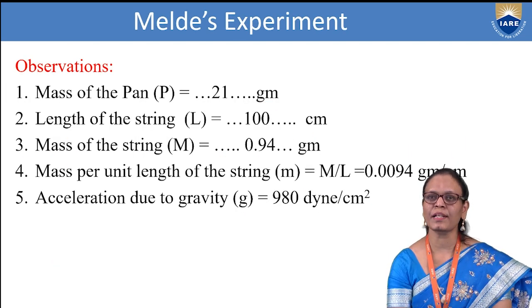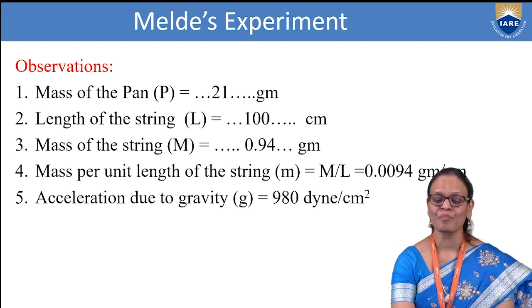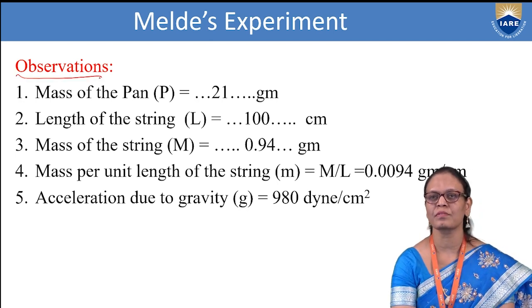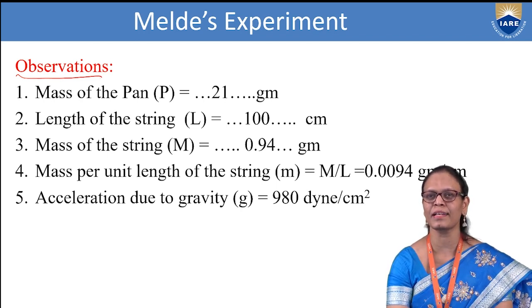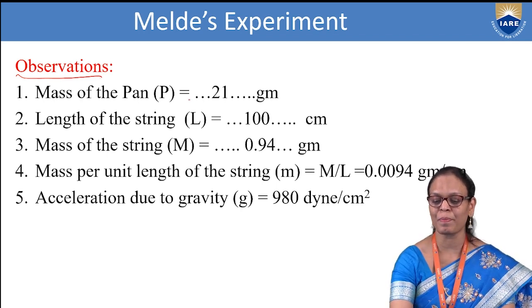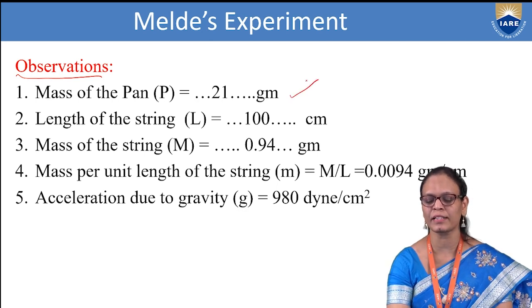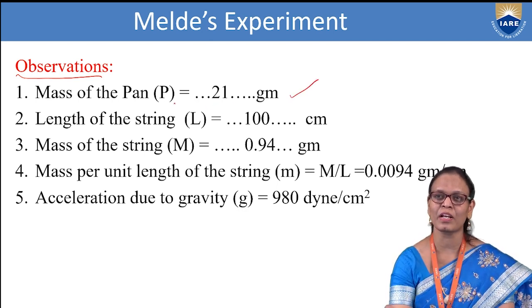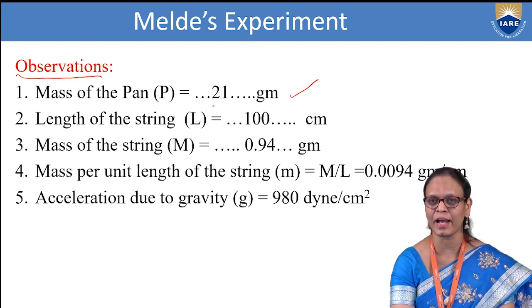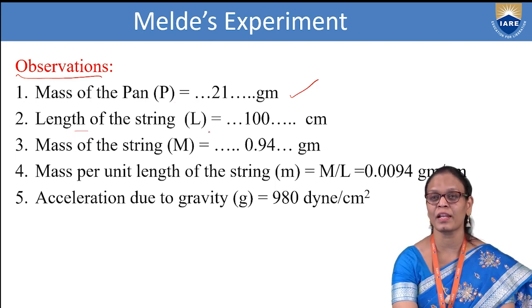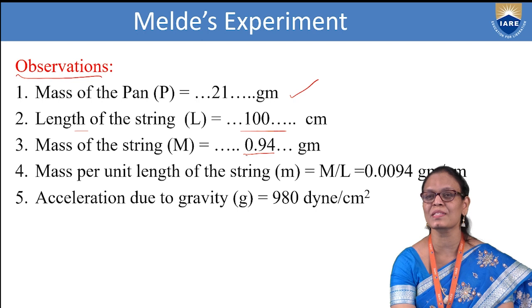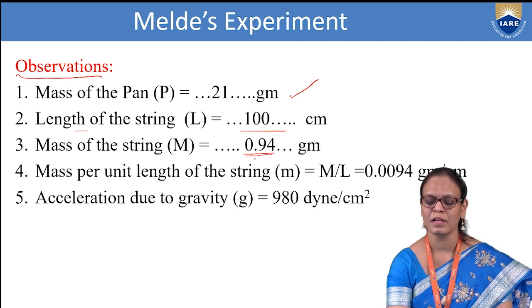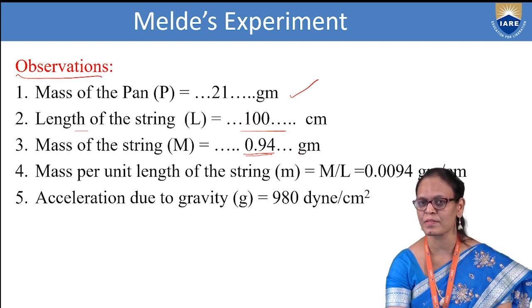Now, before starting the experiment, you need to note down certain observations. Before you start doing the experiment, you have to note down all these observations. The mass of the pan, you can measure using the analytical balance. Whatever we are using here in the lab is around 21 grams. The length of the string, we are taking a string usually of length 100 centimeters, and we will measure the mass of the string also using analytical balance. It is around 0.94 grams.